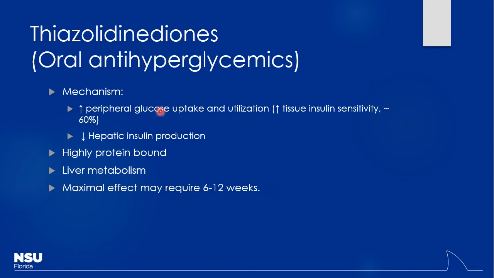So again, what you're going to find, you're going to have pretty good increases in peripheral glucose uptake and utilization. So the glucose in the blood is going to get taken up by the cells to get used there. You're going to find this also helps decrease some hepatic insulin production, right? So via a different mechanism than what you see with the metformin. Again, this is not going to be a very quick fix. It may take 6 to 12 weeks to see the ultimate effects because they're slower, because they're working on transcription, right? It's not a quick fix like you would see with insulin that can work instantly, essentially.